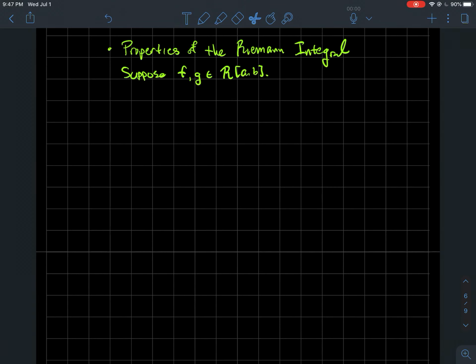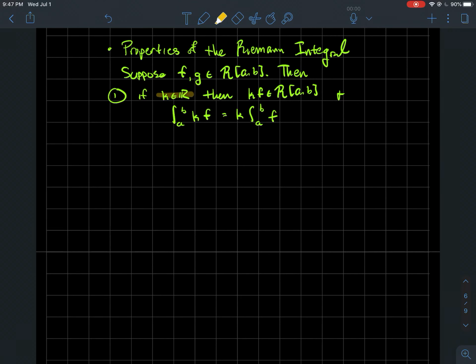They should look familiar. If you've got two functions f and g that are Riemann integrable, remember this denotes the set of all Riemann integrable functions over the closed interval from a to b, then I'm going to tell you about three things. The first thing: if you've got a real number k, then k times f is a perfectly good function, and it's also Riemann integrable. And the Riemann integral of k times f is equal to k times the Riemann integral of f.